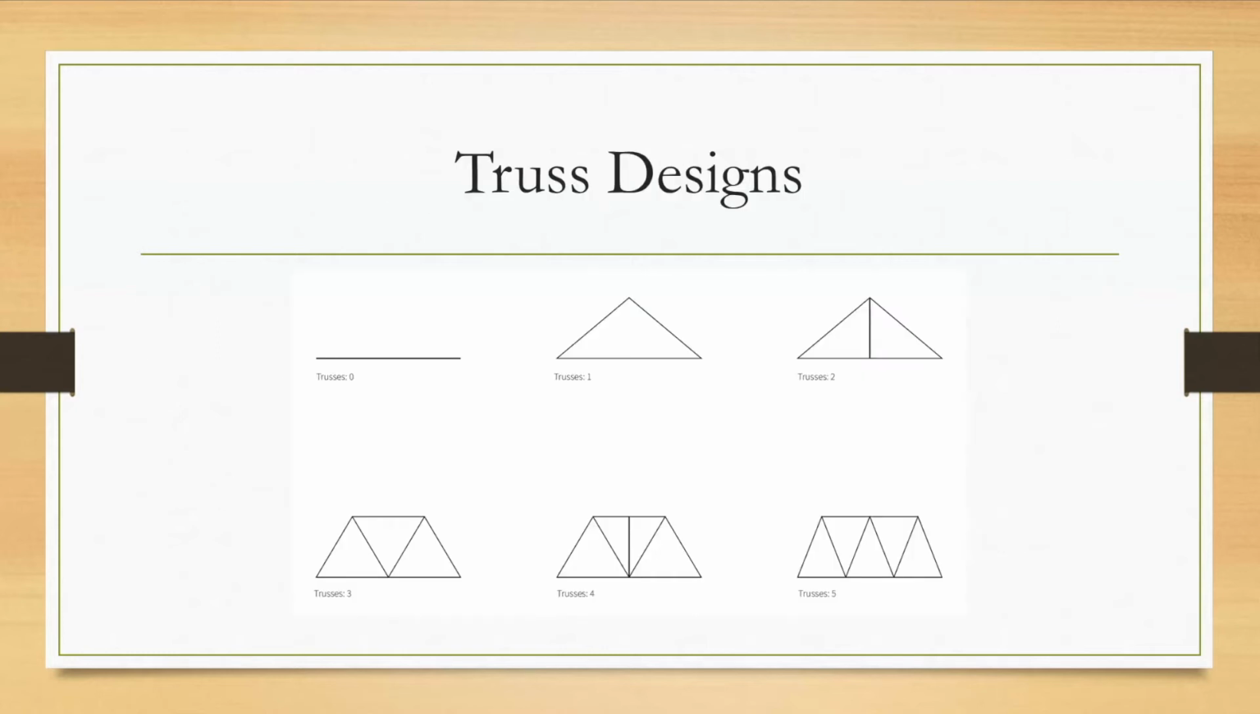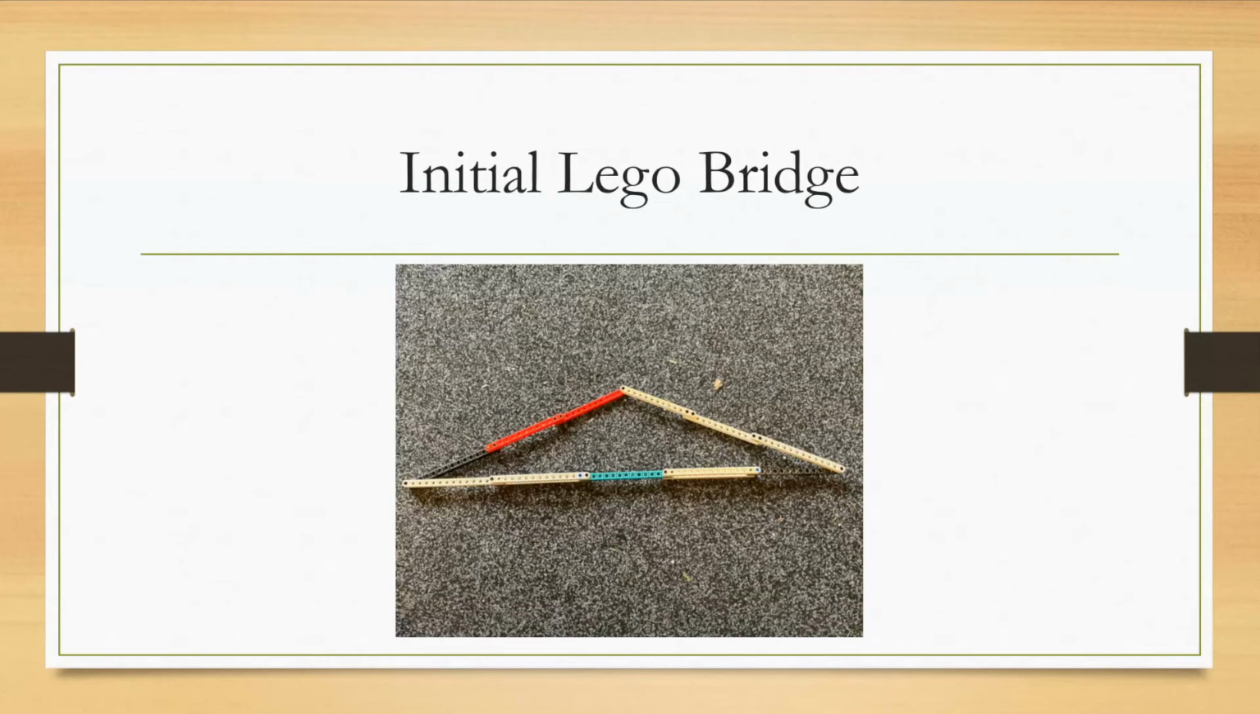These were the bridge shapes that we came up with, and we numbered them from 0 to 5. This next slide shows the initial Lego bridge that was designed, but the Lego bridge itself would flex too much and would take an unrealistic amount of weight before giving out.